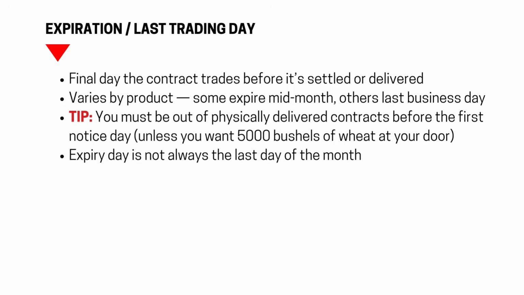Now, expiration, last trading day. Well, that's the final day the contract trades before it's settled or delivered. It varies by product. Some may expire mid-month, others the last business day. But big tip for you here: unless you fancy having, for example, if you're a wheat trader, 5,000 bushels of the stuff delivered at your doorstep, do get out of physically delivered contracts before the first notice day. And also note, expiry day is not always the last day of the month.